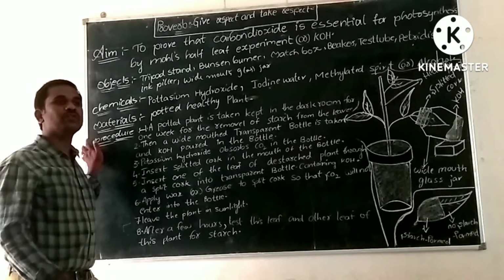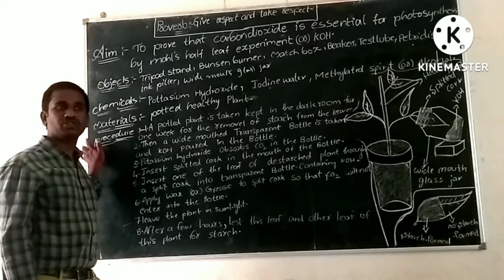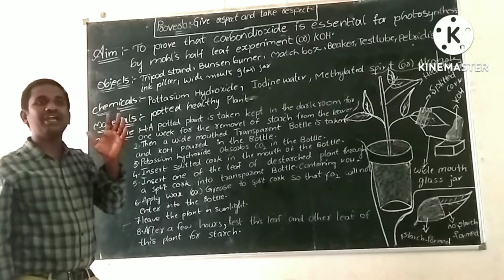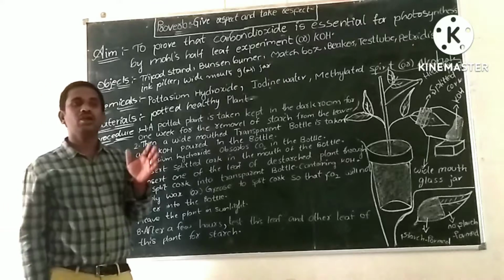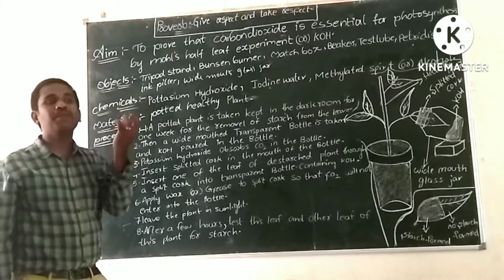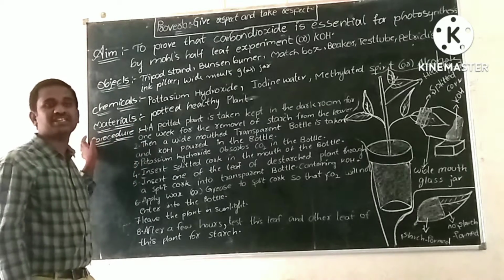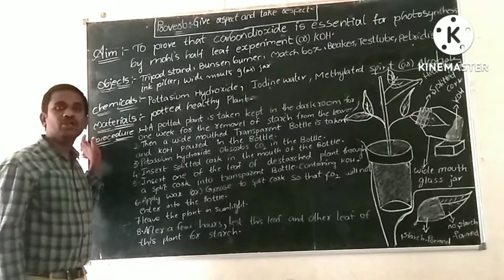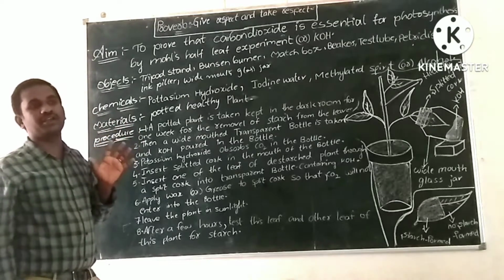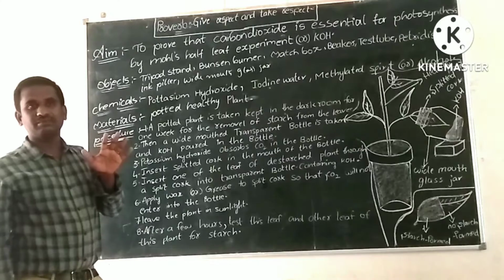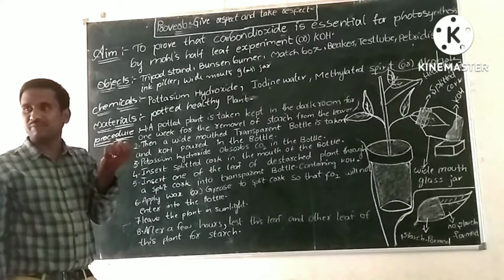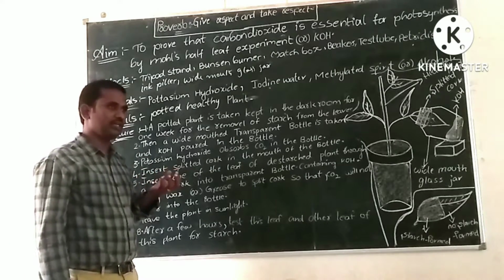Why are we using potassium hydroxide here? That is most important. Potassium hydroxide has the nature to absorb the carbon dioxide molecules present in the surroundings. That is why we use KOH solution here: it can absorb the carbon dioxide molecules in the environment near the KOH solution.